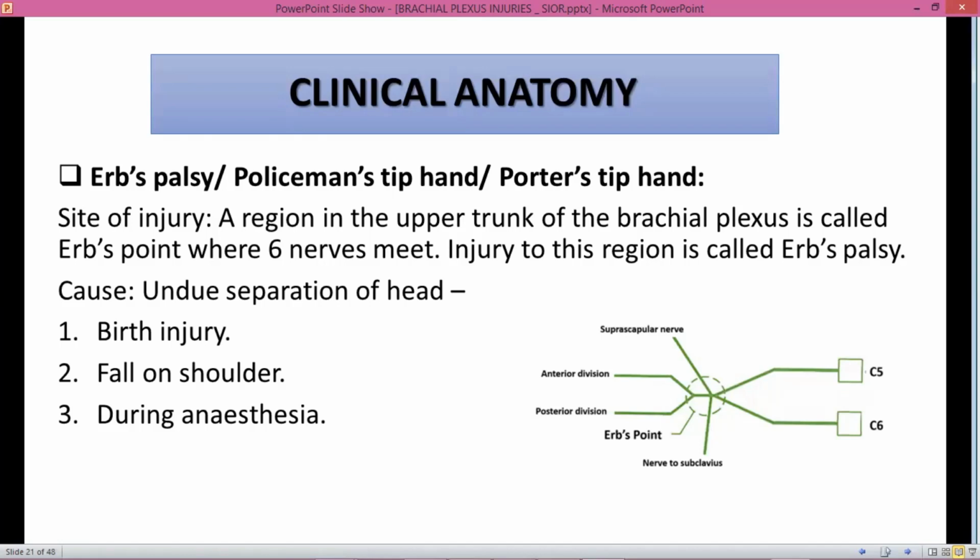Now, what are the causes of this? If there is an undue separation of the head due to a birth injury, a fall on the shoulder, or during anesthesia, we get an Erb's palsy, which is also called the upper plexus injury.